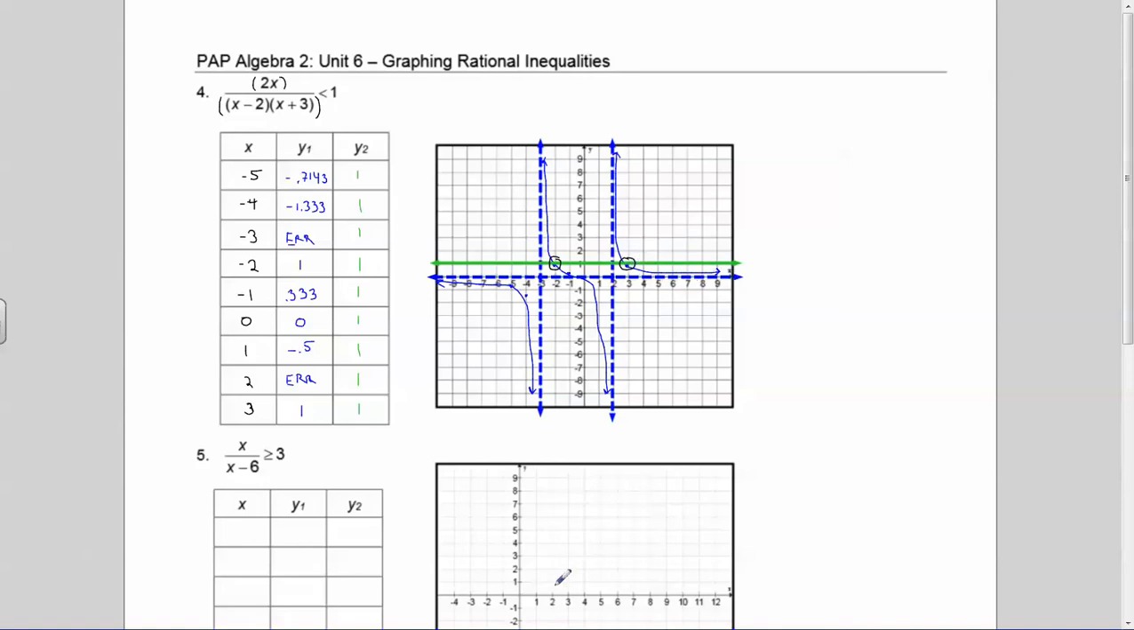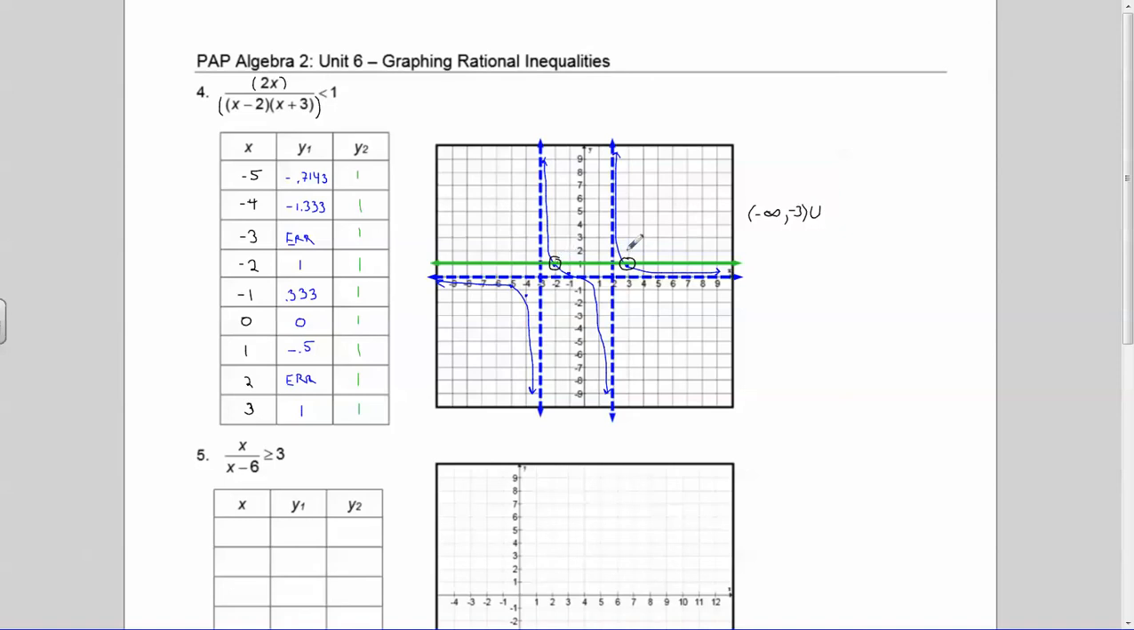So we have a few different intervals we're going to need to write. Again, we're just dealing with less than. So we're going to have negative infinity to negative 3. Note that wherever you have a vertical asymptote, you will always have an open parenthesis because that value will never be included.